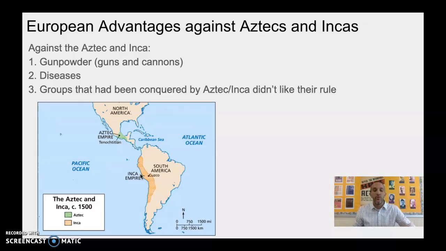Number two, like we talked about in 4.3 with the Columbian Exchange, the Spanish are bringing with them diseases that the Aztec and the Incas don't have any immunity to and have never seen before, so it's going to decimate the population.